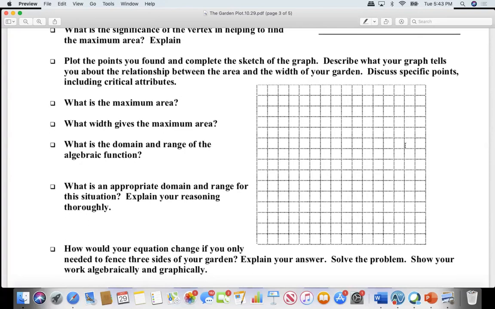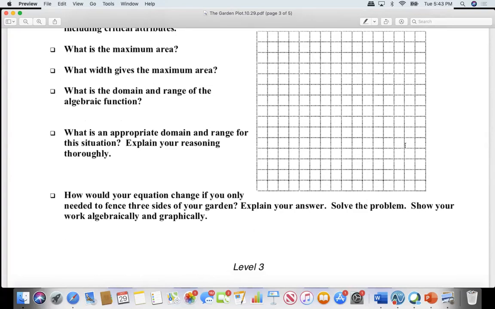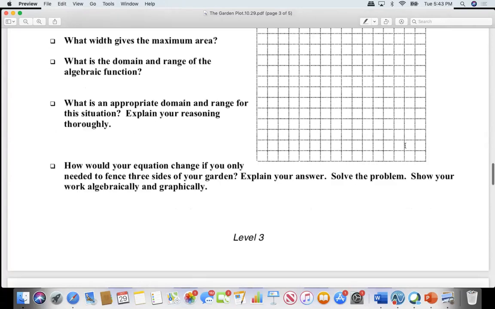And then the next extension at this one is, what would happen to your equation if you only needed to fence 3 sides of the garden? So this is getting up to where you're fencing against a barn, against the river, and now it's just 3 sides and what's going to be different. So it's the same but different.